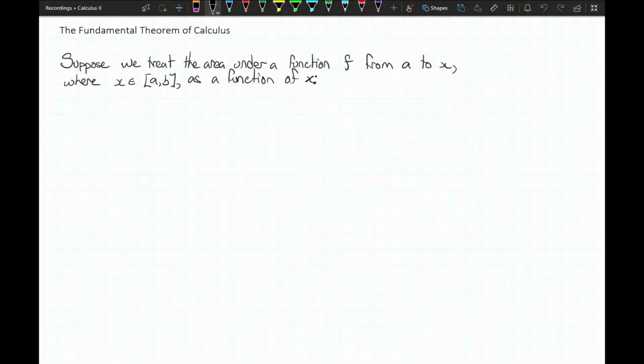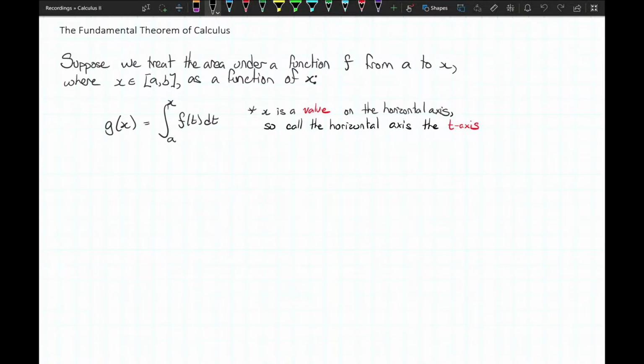So let's suppose that the area under a function f from a to arbitrary x, where x is anything in between the interval endpoints a and b, is a function of x. In other words, let's say the function g of x is equal to the definite integral from a to some point x of f of t dt. And this might be a little confusing. Why did we just suddenly throw t in there?